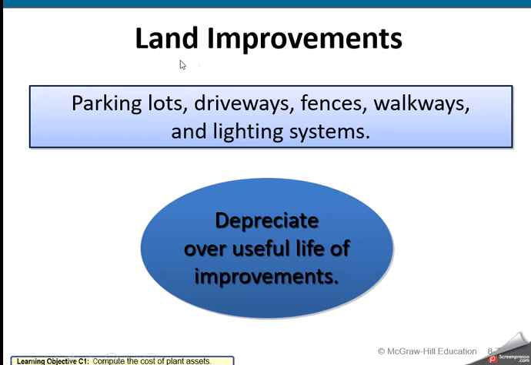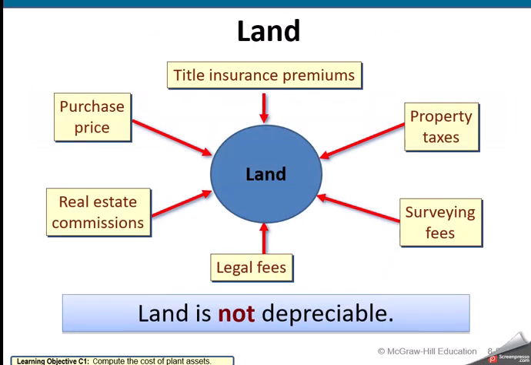So the reason we separate them from the land itself is because land does not get used up, and land we do not depreciate. Land improvements does get used up, and we will depreciate it, because parking lots don't last, driveways don't last, fences definitely don't last. Like your landscaping can last, but not necessarily. So those are all things that can get used up over time and have useful lives.